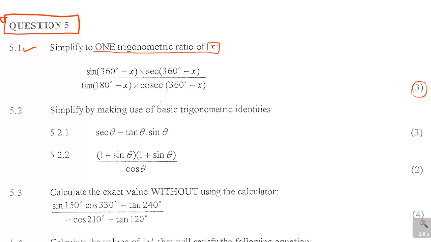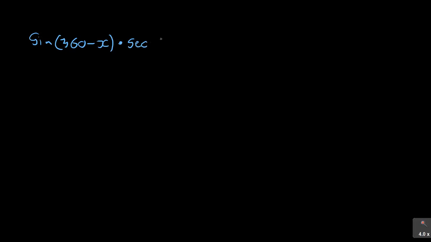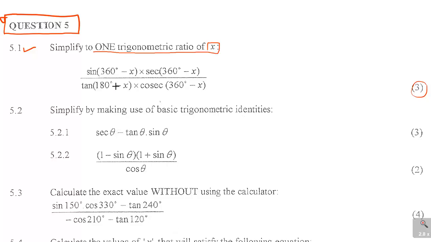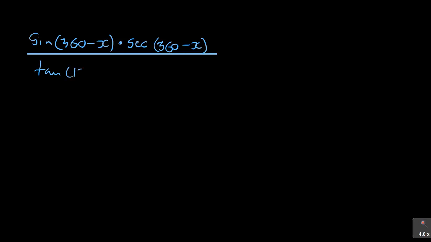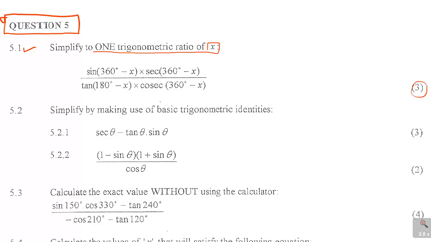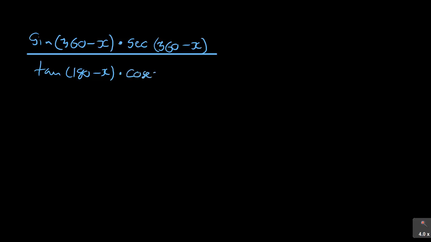So in a way, this is sin(360 minus x) times sec(360 minus x), divided by tan(180 minus x), also multiplying cosec(360 minus x). Okay, so this is what we have.